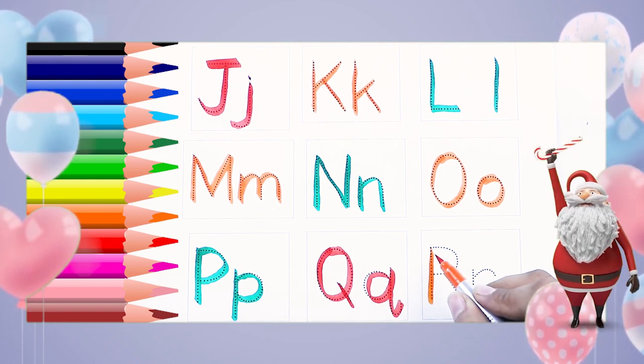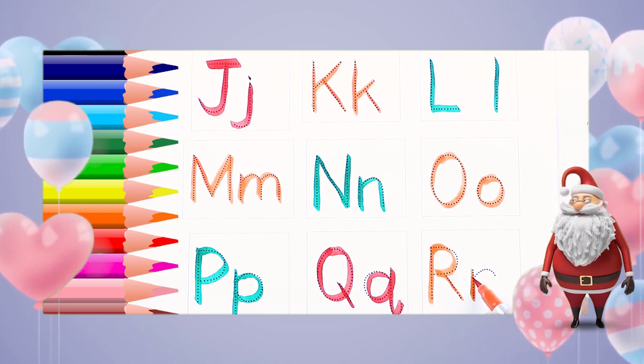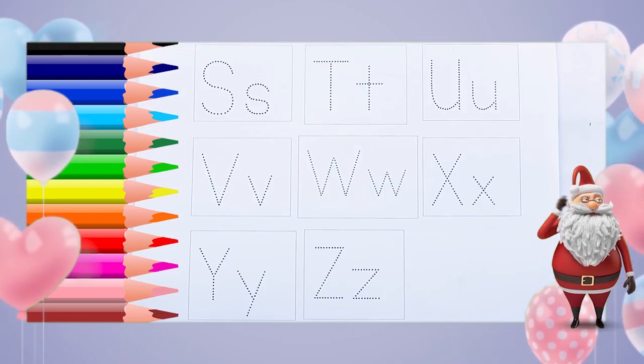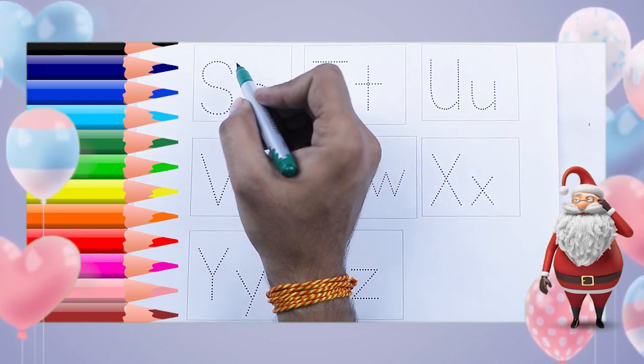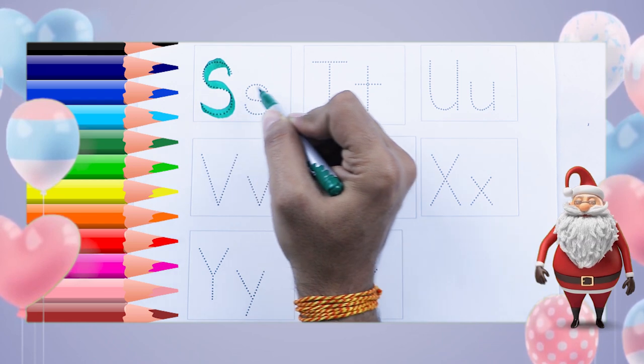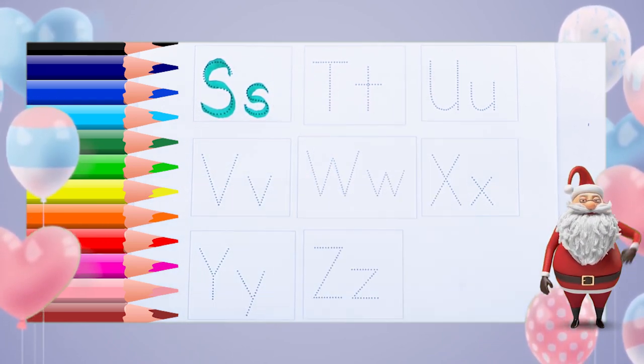Orange color, R, R for rabbit. Orange color, small r, R for rabbit. Green color, S, capital S, S for sheep. Green color, small s, S for sheep.